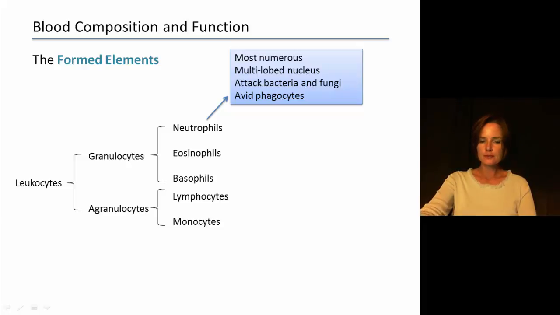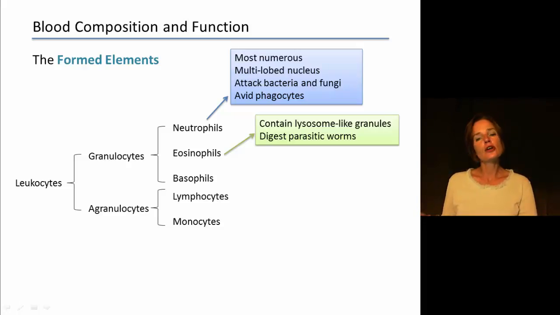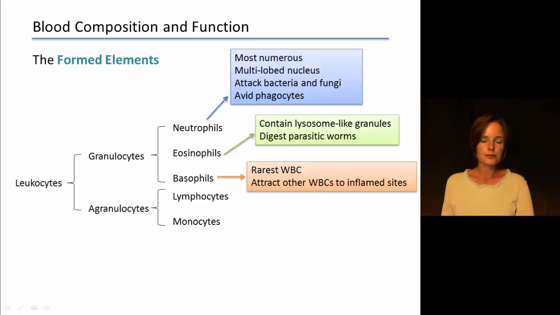So that's the neutrophils. The eosinophils are going to be responsible for digesting and attacking parasitic worms that we might have in our bodies. These specifically contain lysosome-like granules that would do the digestion of those worms. And then the last type of granulocyte is the basophils. These are the rarest of our white blood cells, and they are not really responsible for attacking pathogens that we might find inside of our bodies, but instead they are attracting white blood cells to inflamed sites. So if you have inflamed areas, these would be calling out and attracting those other white blood cells.